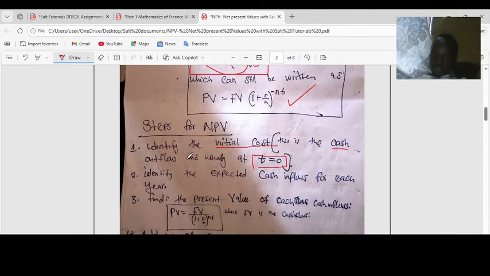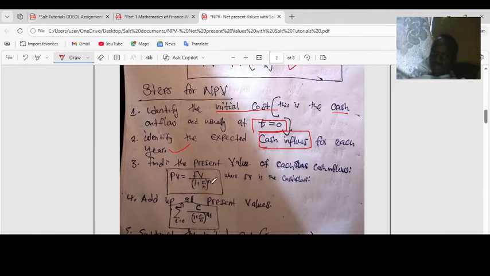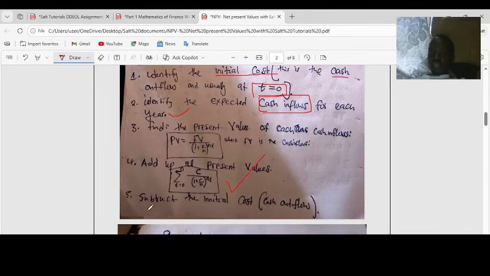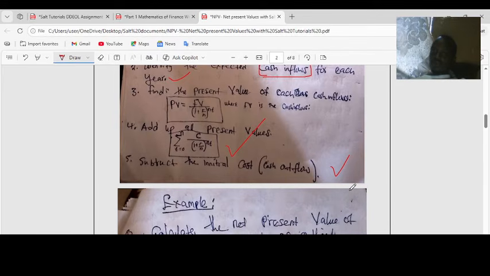So you identify the cash outflows and then identify the expected cash inflows, the expected amount you are trying to receive for each year. And then after that, calculate the present value for each cash inflow. This formula, for each cash inflow you're going to have, calculate the present values. So after calculating the present value, we need to sum all the present values. We sum them up, add all the present values, and then subtract the initial cash cost, which is the cash outflow. Once that is done, it means you have found your NPV.